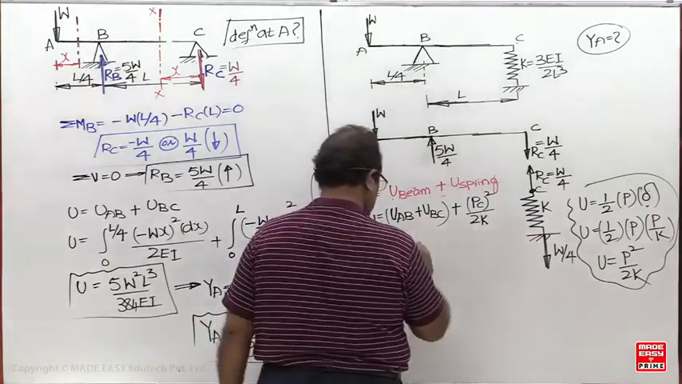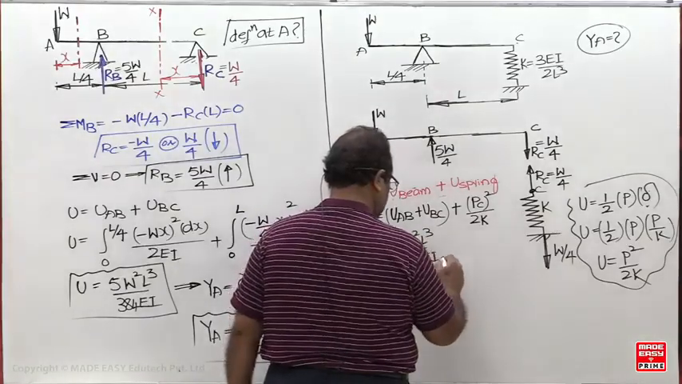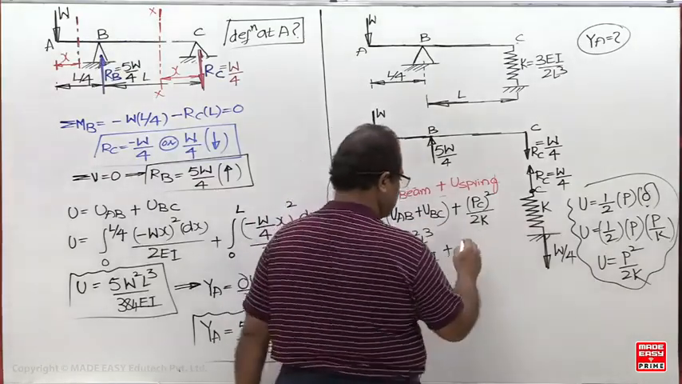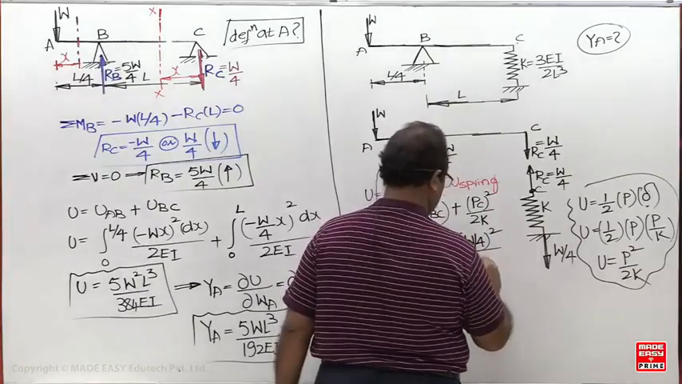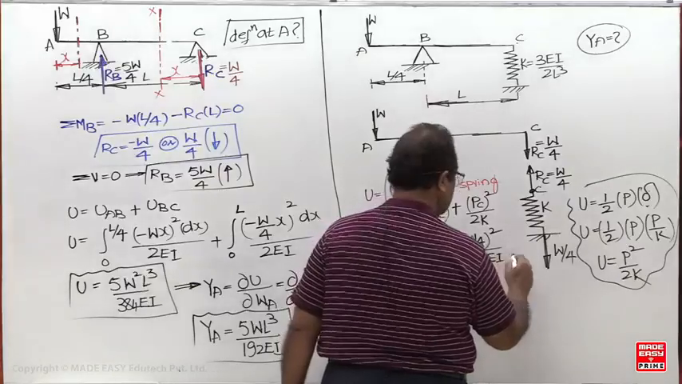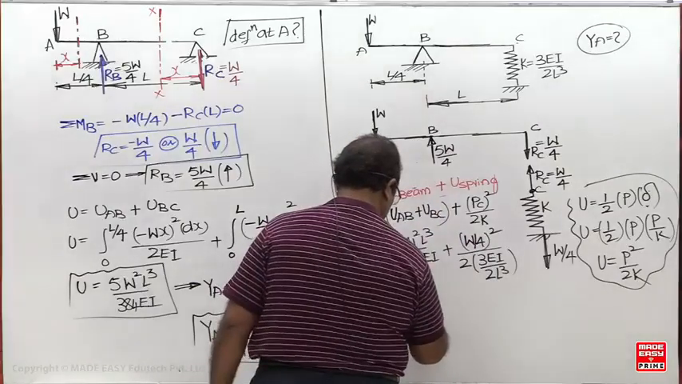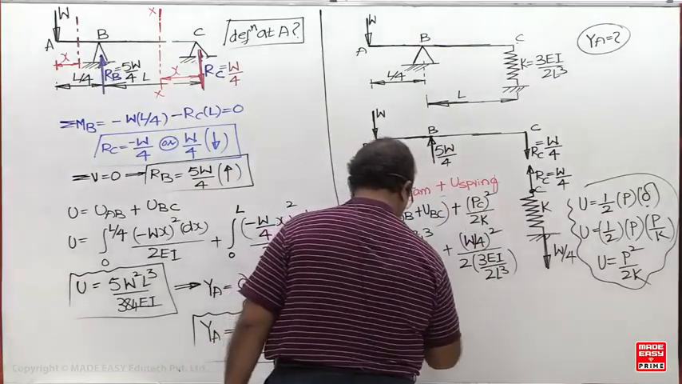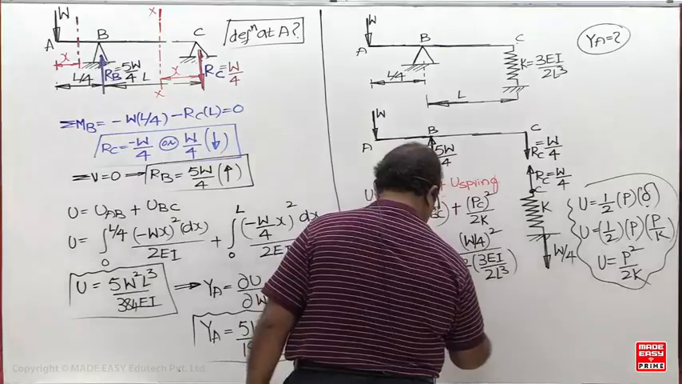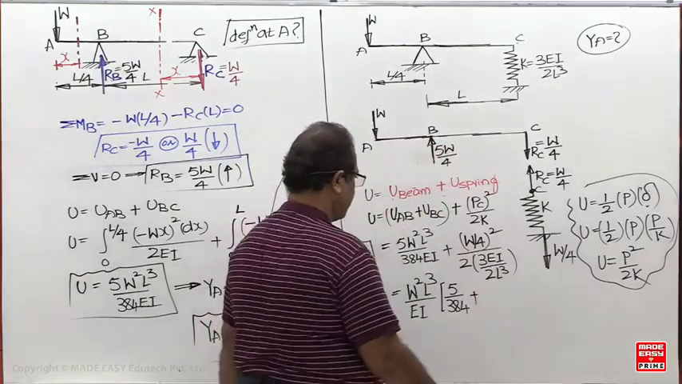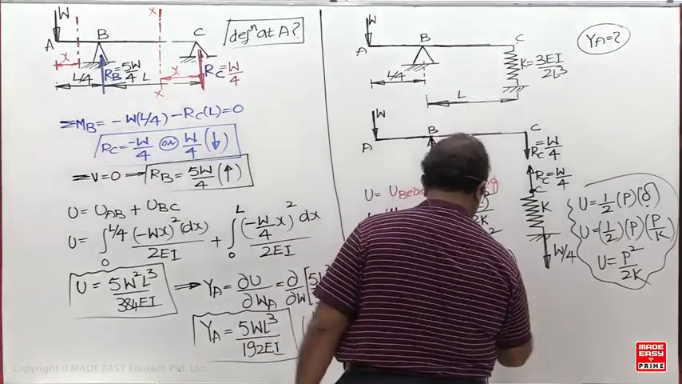5W square L cube upon 384 EI. What is the load acting on this now? W by 4. And stiffness is... so it will be 1 by 48.